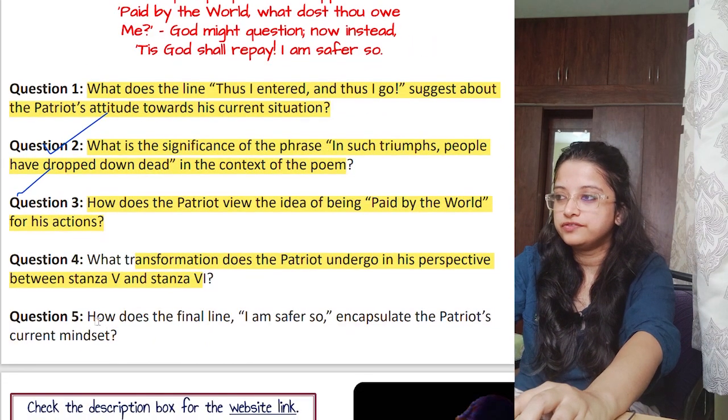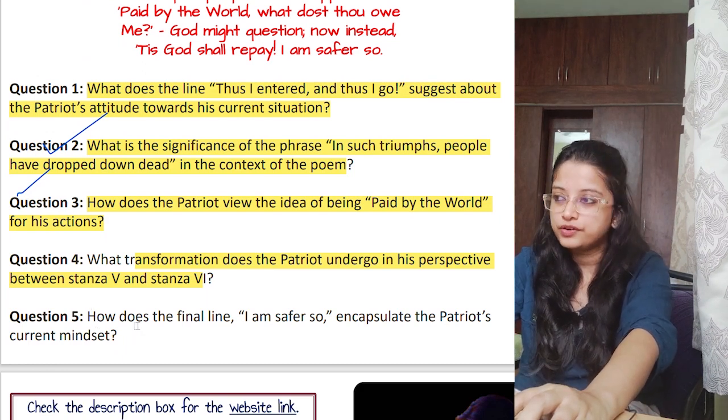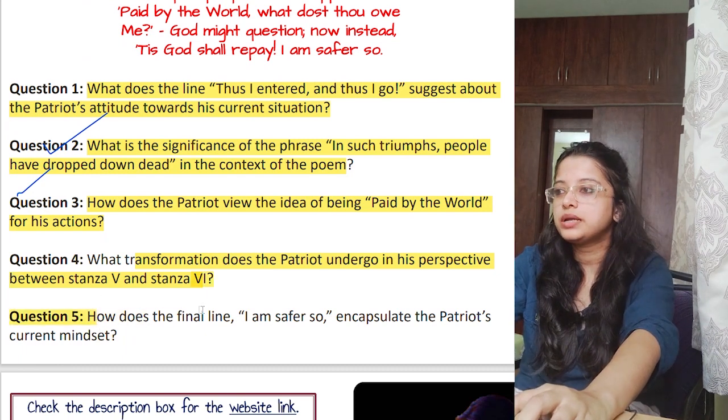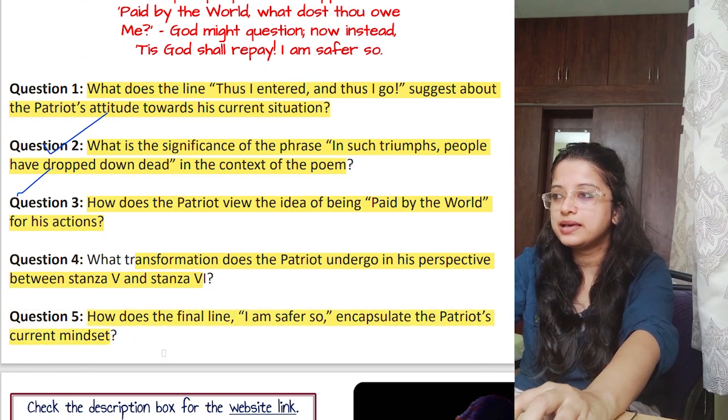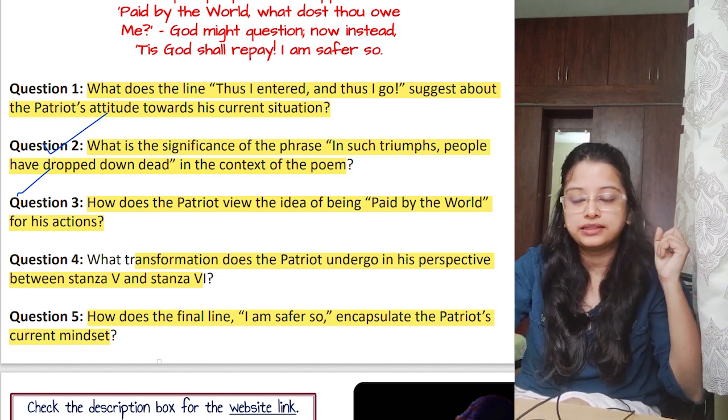Question number 5. This is the last question for today. Next class we will discuss the other 5 or 6 questions, and the figures of speech. Question number 5. How does the final line, "I am safer so," encapsulate the patriot's current mindset? When he is saying "I am safer so," what is his mindset? What is he feeling at that point of time?